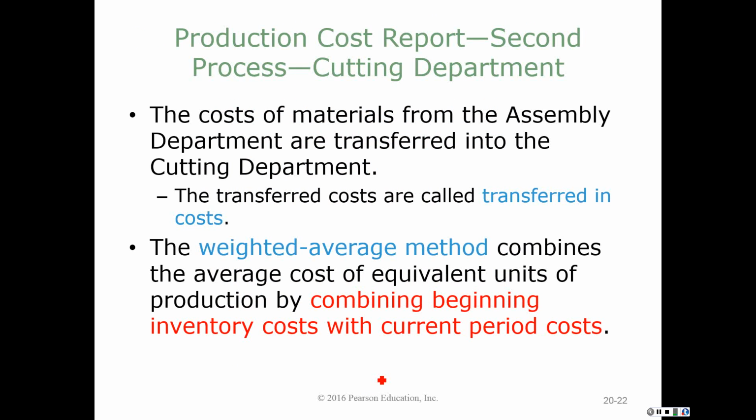Okay, so to sum this up for this particular department, the costs that are finished will move out of the assembly department and into the cutting department. And when they do, they get moved over as transferred in cost. And we're simply using the weighted average method to calculate the amount of those costs that get transferred into the next period.